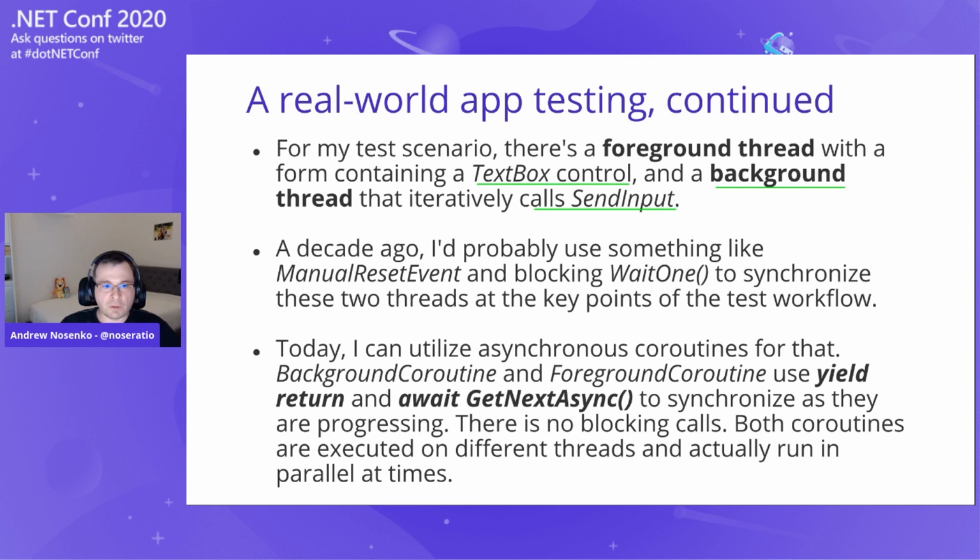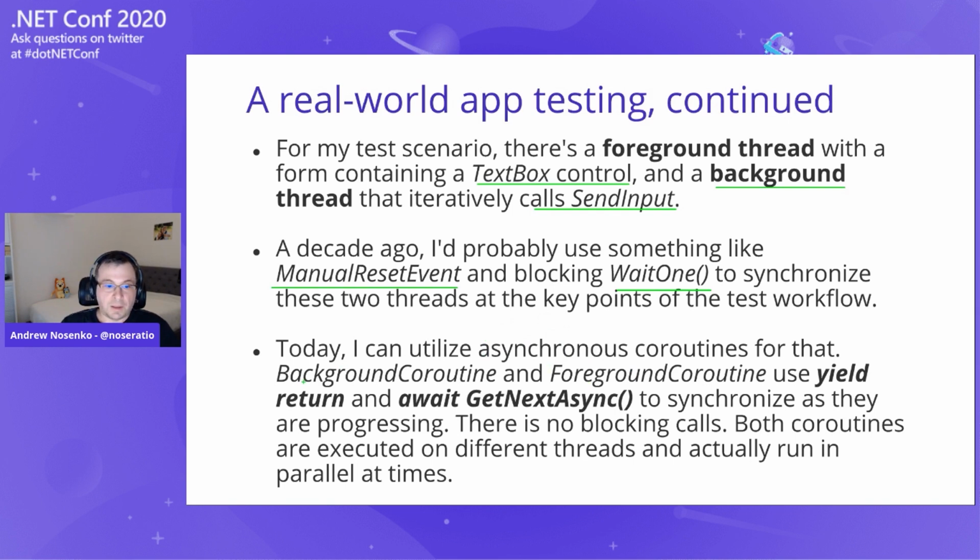Maybe a decade ago I would need to synchronize these two workflows, because I need to know when the window is ready to accept the characters, when the characters have been processed, and to send back what actually is inside the text box. Previously I would use something like a ManualResetEvent and WaitOne to block. And the thing is, both of these workflows run on UI threads, threads that have a message loop, and by blocking them I would have opened a can of worms. But luckily today I can use asynchronous coroutines for that.